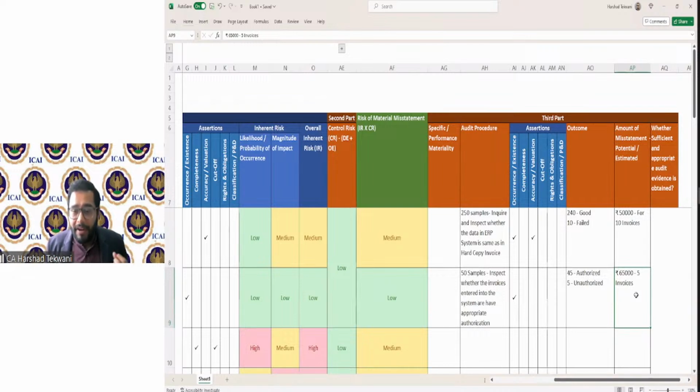If this is triggering a red flag for me, a fraud risk, what will you do? Let's say, for example, you identified five invoices which are entered unauthorizedly. Means they were not supposed to be entered, but they are entered. They are fake invoices. What will you do now? Invoices of 65,000 are fake in your testing. Now, what will you do?